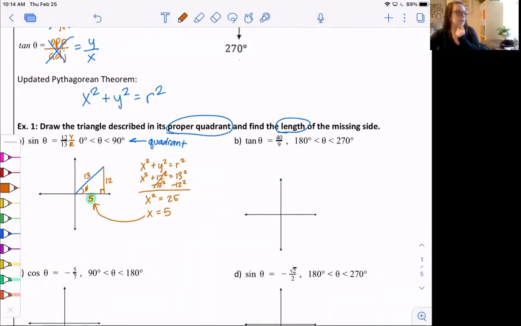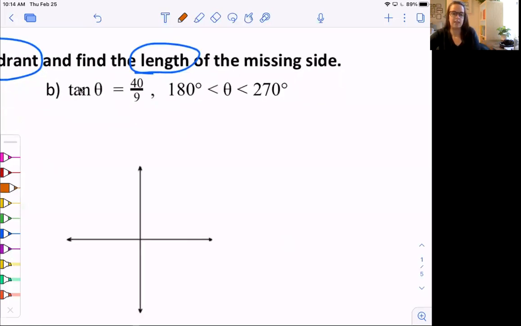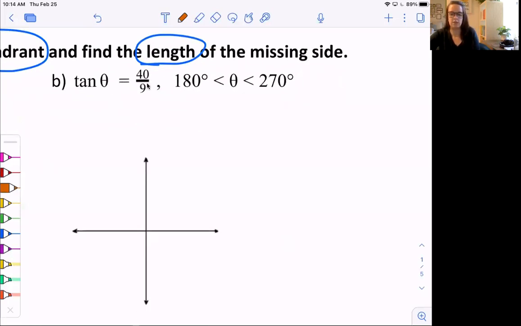All right. Let's jump into this next one. I want you to go ahead and try to draw the triangle. So we have tangent theta equals 40 over 9.